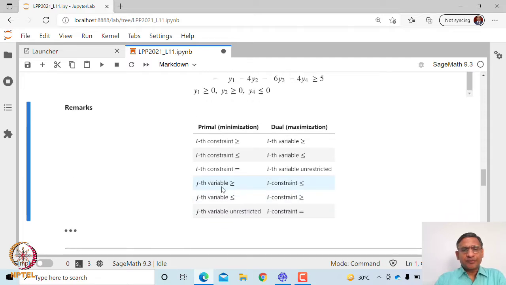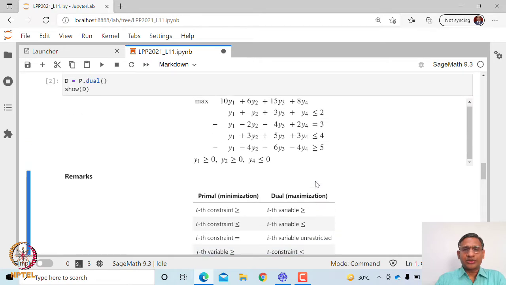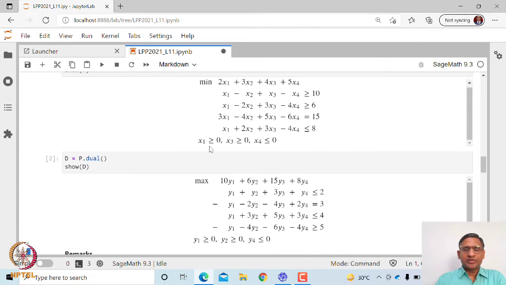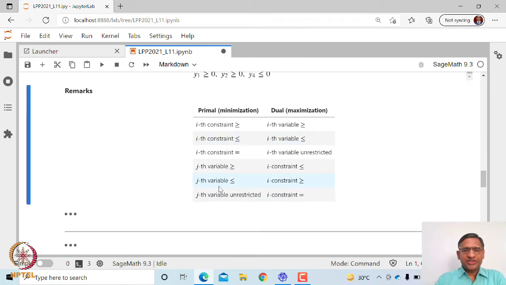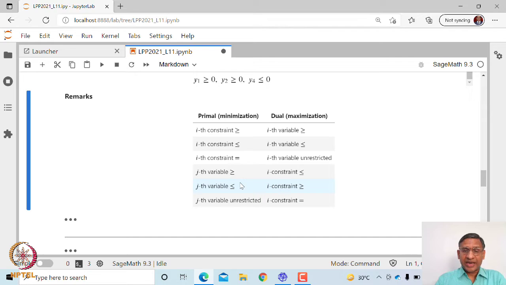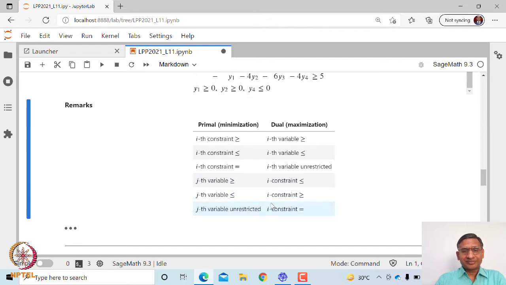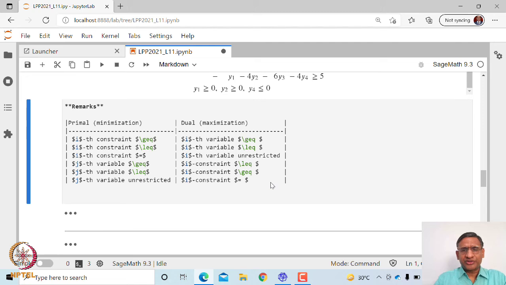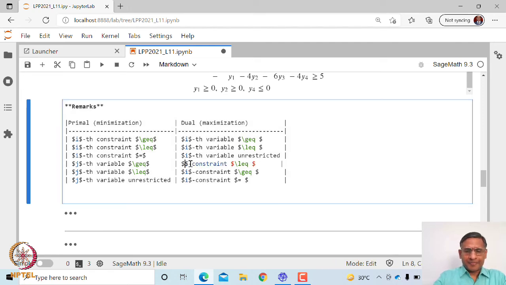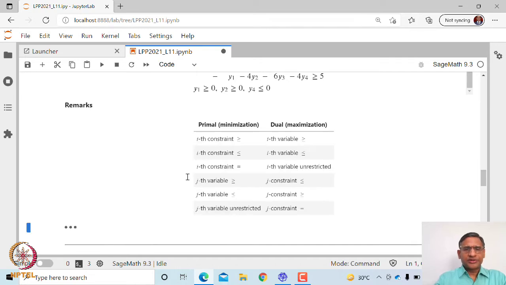Next, with respect to the jth variable in the primal, if the jth variable is greater than equal to, then the jth constraint will be less than equal to. That is what you can see here. So the first design variable in primal is greater than equal to. So look at the first constraint, that is less than equal to. Next, if the jth variable is less than equal to type in the primal, then, I should write j here, not i, this should also be j, right?